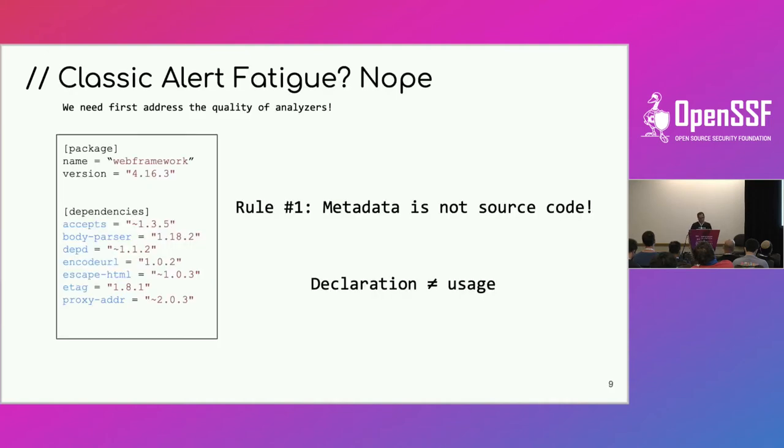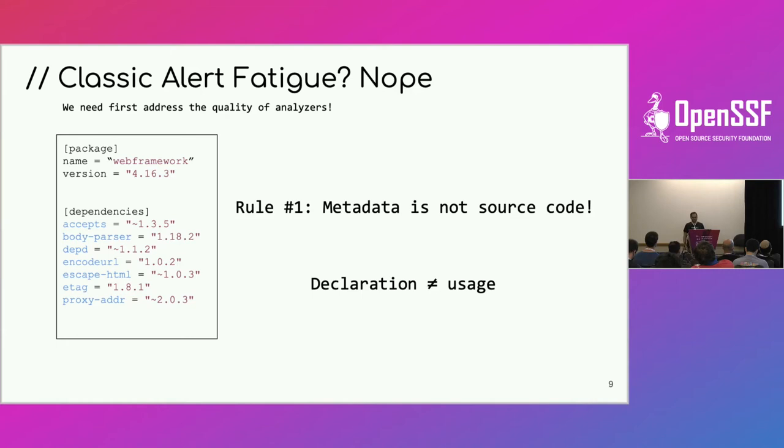So, going back to this whole classic alert fatigue thing, it's become something that we blame a lot. But I want to focus on the quality of analyzers and the trade-off aspect: what is better in which use case scenario. So the first rule that I'm saying is that metadata is not source code.